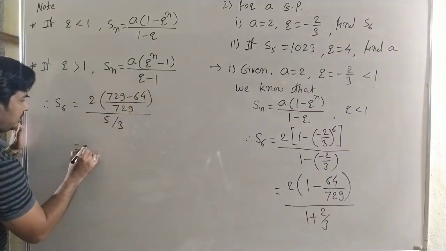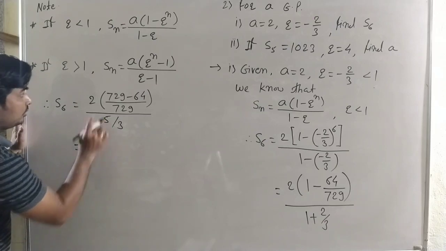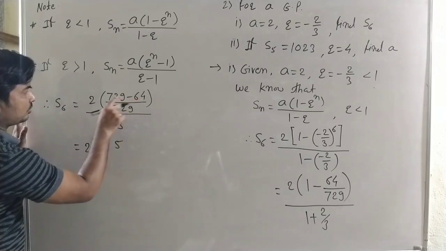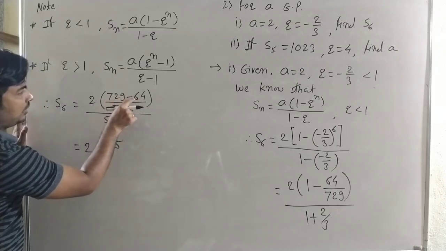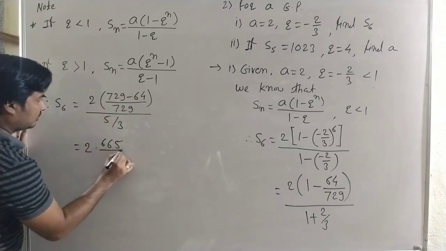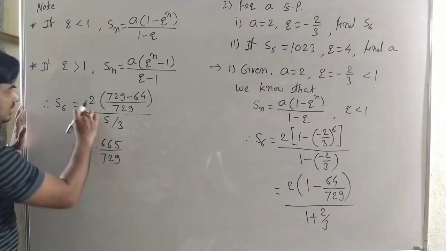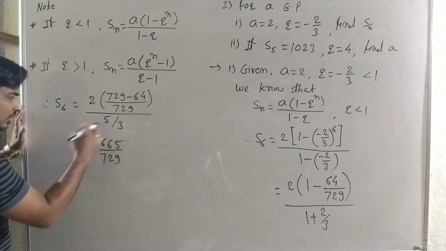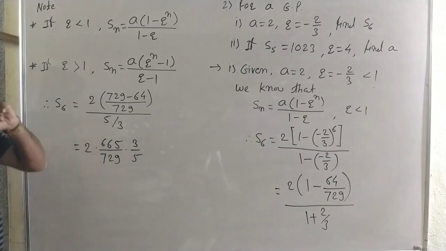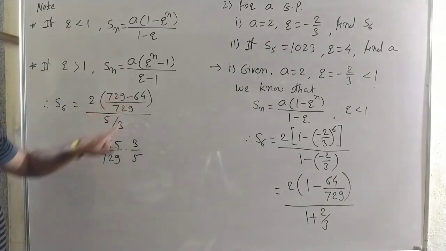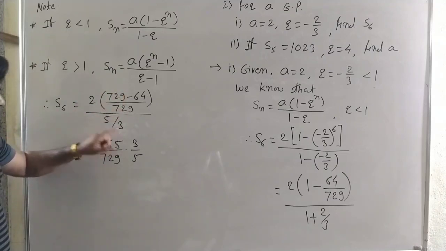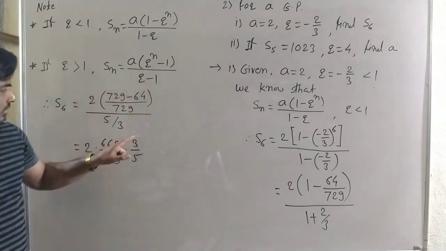Now this can be written as 2 into, see carefully, 729 minus 64, it is 665, upon 729, and whole upon 5 by 3. We can write the denominator into the numerator: in the denominator it is 5 by 3, in the numerator it is 3 by 5.